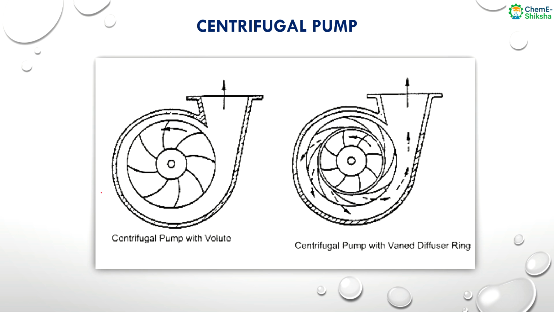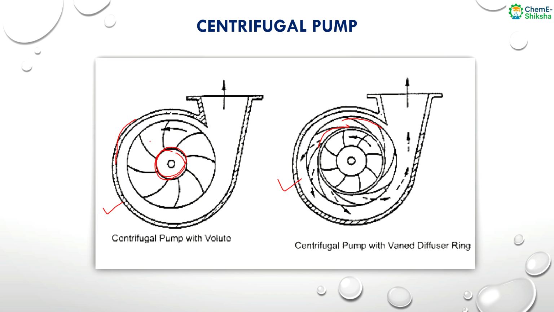So this is a diagram of centrifugal pump. This is without diffuser ring and this is with diffuser ring. You can see this is the impeller part. This is the eye of the impeller. This part is the volute casing and this part is the diffuser ring.